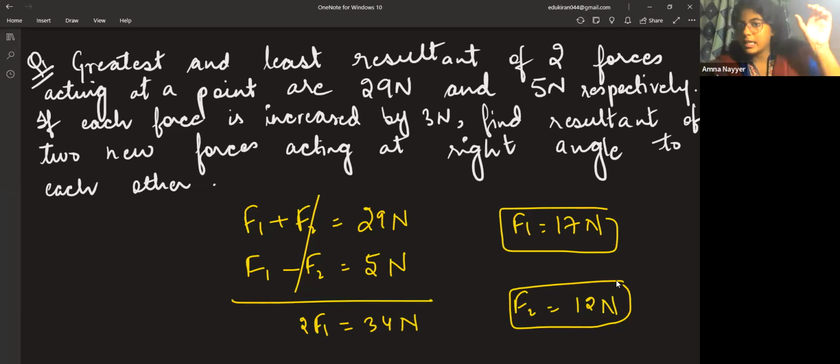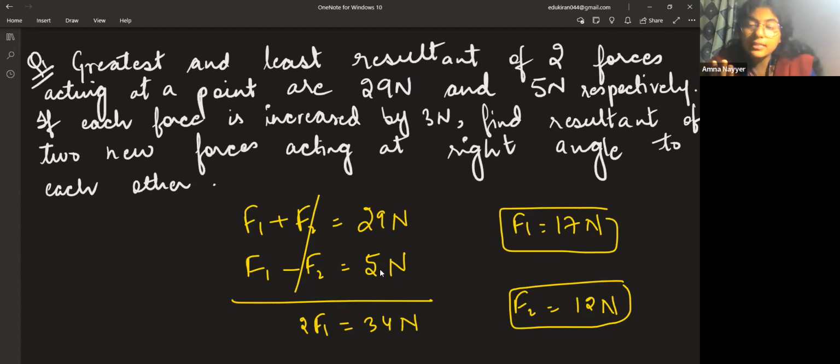Clear till here? The greatest resultant was 29, so we did F1 plus F2 as 29 Newton. The least resultant, when you are subtracting them, is 5 Newton. We calculated using these equations and found the values of F1 and F2. Clear? Now, these were the first two lines of the question.